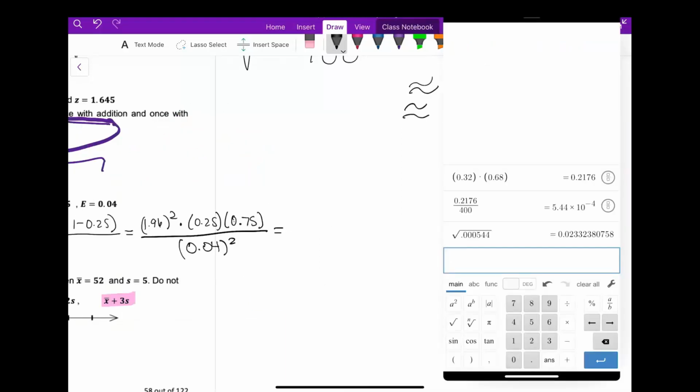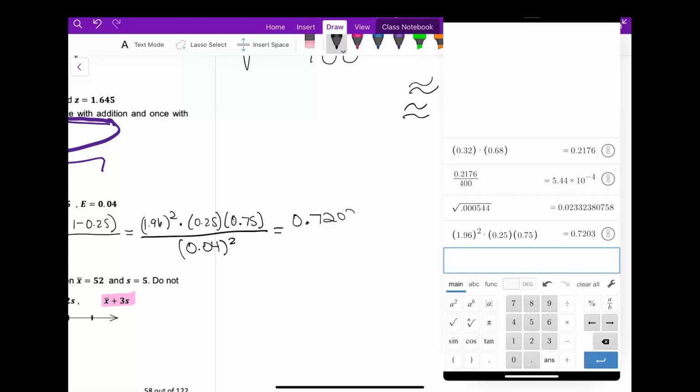Okay, now that I've simplified, I'm ready for all my multiplication. If you notice on the numerator, it's all being multiplied. So I feel confident entering this into the calculator carefully. Let's go ahead and do 196 with my parentheses, squared, times, parentheses, 0.25, parentheses, 0.75. I have my numerator and my denominator. We have 0.0016. And we are ready to divide.